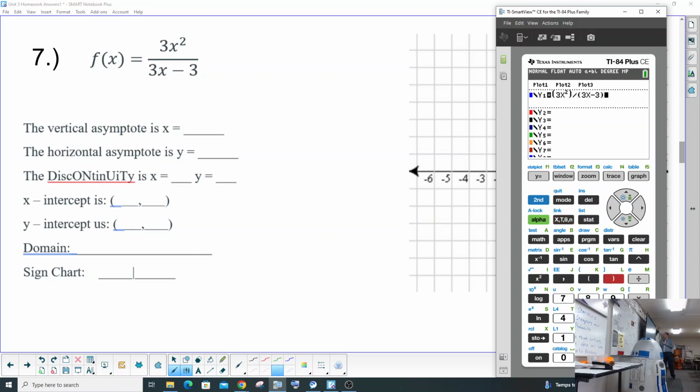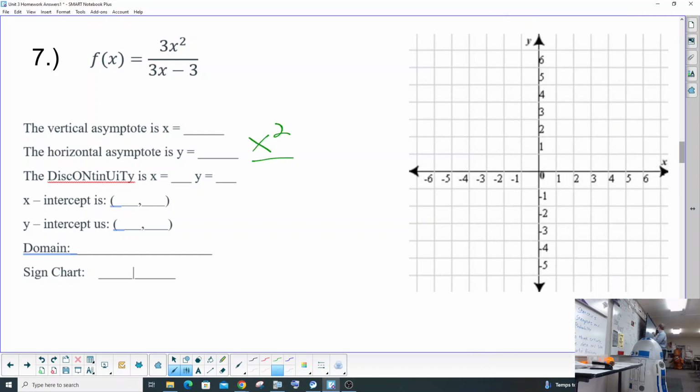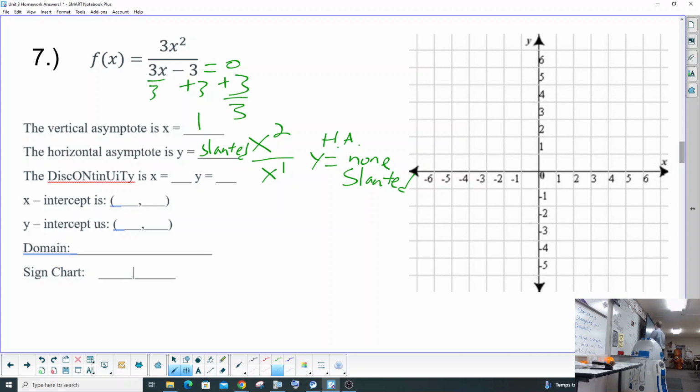And when top is greater than bottom, what's our horizontal asymptote? Remember? Top is greater than bottom. y equals none. Or even better, it's actually slanted. So you can put slanted or none. Technically it is slanted. Good. Find the verticals: set equal to 0, add 3 to the other side, and then divide by 3, so we do get 1. We have a vertical at 1. Any holes? No holes. This is a slanted asymptote.